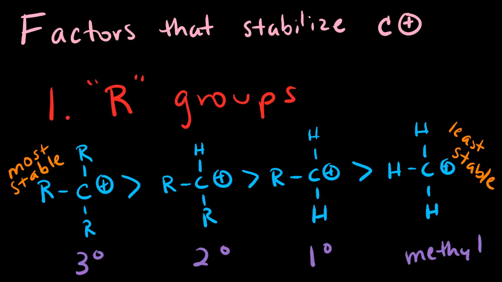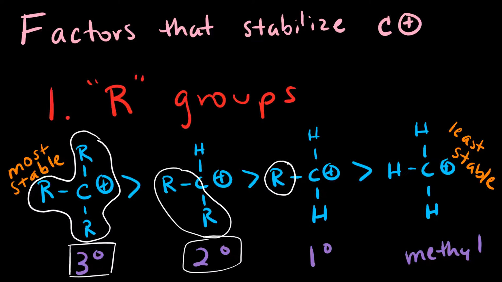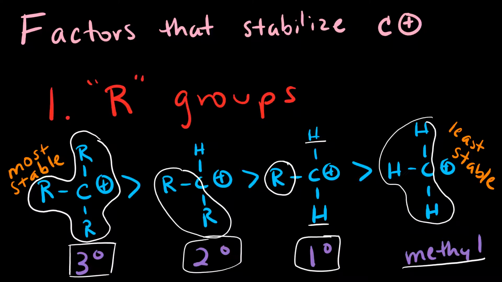So when we have a carbocation that has only R groups around it, so 3 R groups, we're going to call this a tertiary carbocation, and that's going to be the most stable type of carbocation that we can have. When you have only 2 R groups and then 1 hydrogen there, this is a secondary carbocation, a little less stable. When you have only 1 R group and 2 hydrogens, this is a primary carbocation. And then finally, when you have only hydrogens around the carbocation, this is going to be just a methyl cation, and this is the least stable of all.